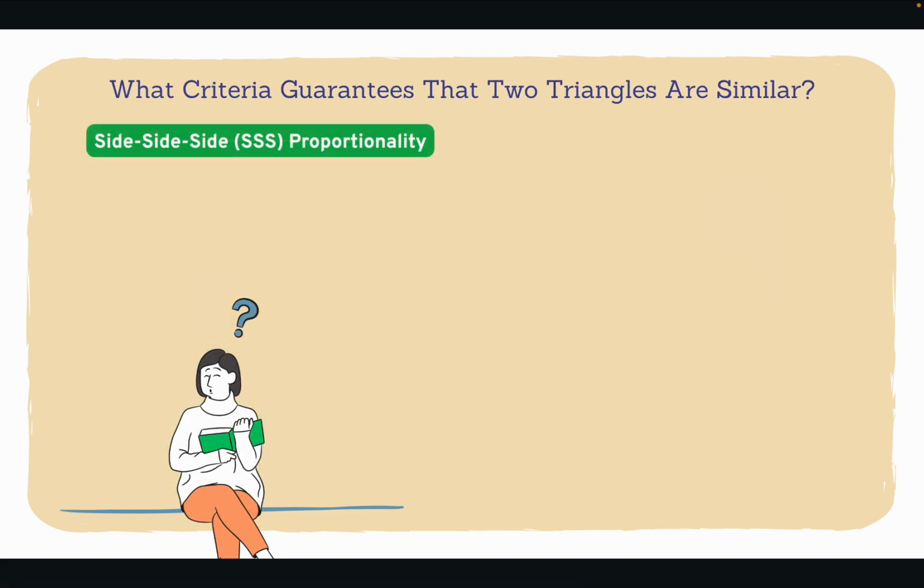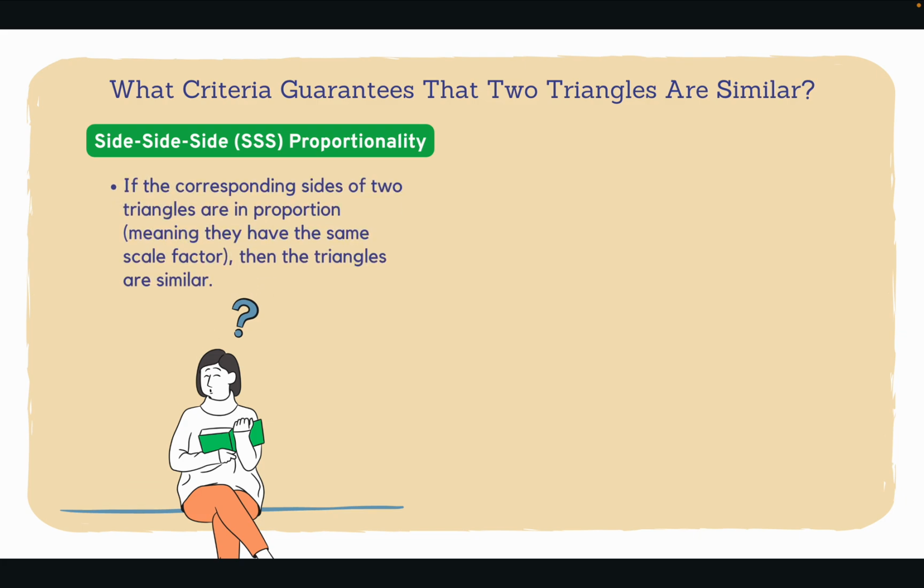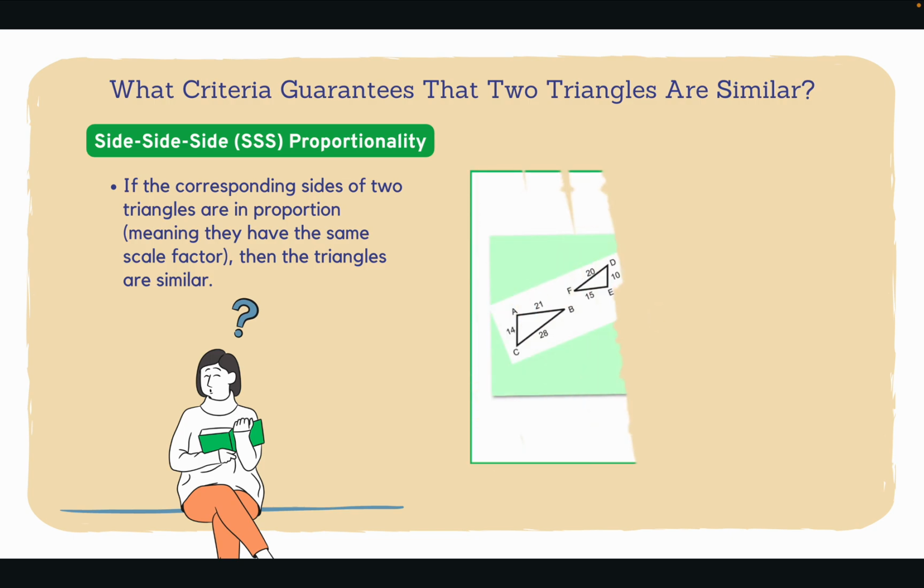Another theorem is the side, or SSS. This checks for the proportions. If the corresponding sides of two triangles are in proportion, meaning they have the same scale factor, then the triangles are similar.